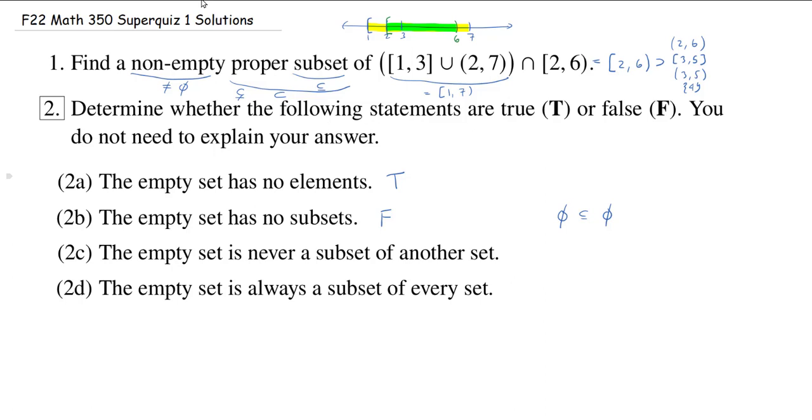Okay, the next one, the empty set is never a subset of another set. Well, this example shows that that statement is false. The empty set is a subset of itself. And finally, the empty set is always a subset of every set. So I'm asking, is the empty set a subset of every set? And the answer is the same as it was in 2b. Yes, because there's nothing to check. If I ask for every element of the empty set to be an element of S, it's vacuously true because there are no elements in the empty set.